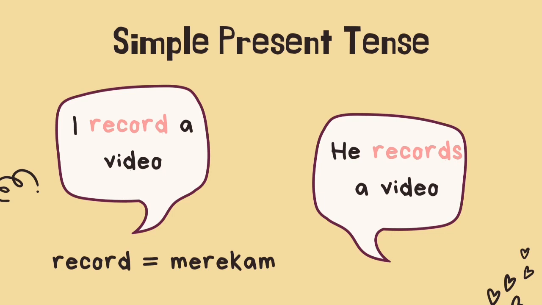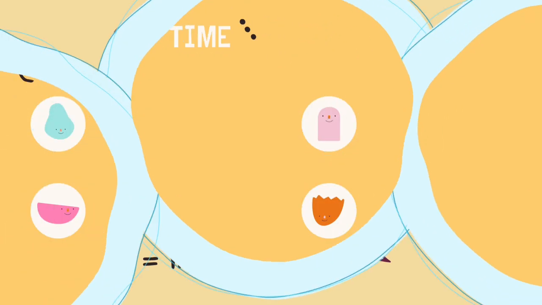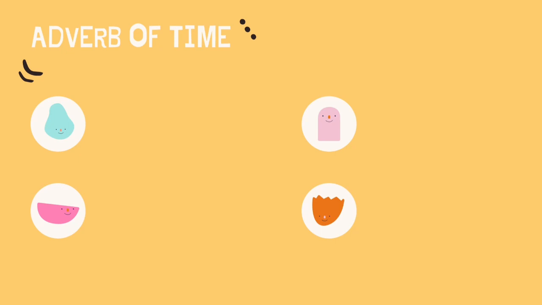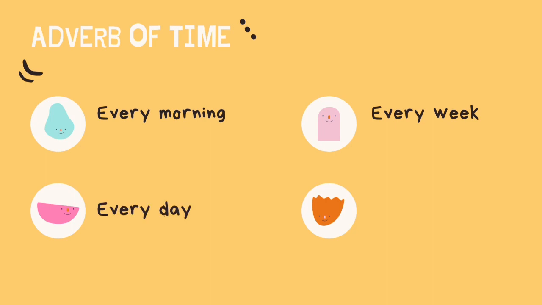So how do we know if a sentence uses simple present tense other than the verb in basic form and adds s or es like the previous one? Then we can see the adverb of the time in the sentence. For example, every morning, setiap pagi, every week, setiap minggu, every day, setiap hari, and 3 times, 2 times, 4 times, and so on. 4 kali, 2 kali, 5 kali. If you use every morning, every week, every day in a sentence, so the possible tense is simple present tense.